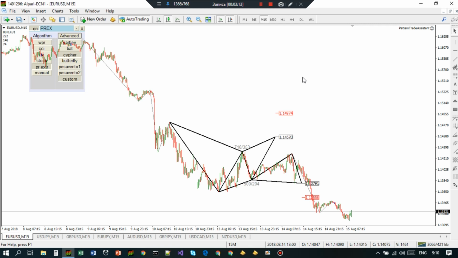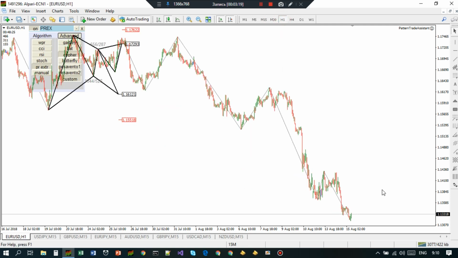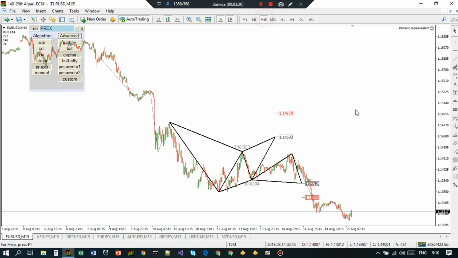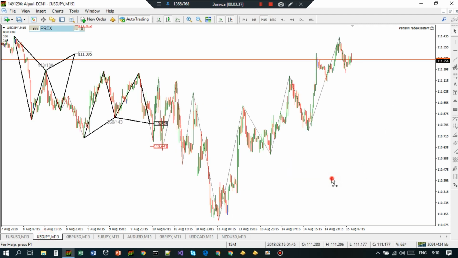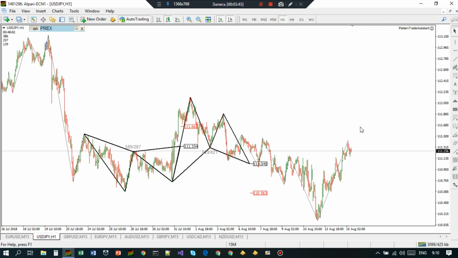Okay, let's start doing the analysis. So 15 minutes will have nothing, 30 minutes nothing, and 1 hour nothing. What I'm looking at is the potential pattern that is just completed or is about to complete. I'm not interested in the patterns that already worked. That's why I only look at this empty space of the chart. Okay, dollar yen: 15 minute nothing, 30 minute nothing, and 1 hour nothing.